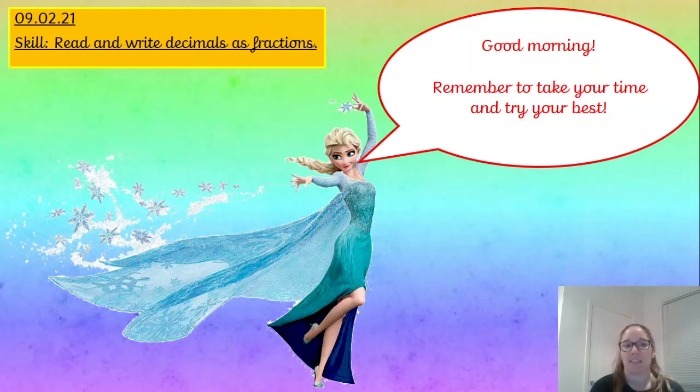So today's skill is reading and writing decimals as fractions, and today is the 9th of February.